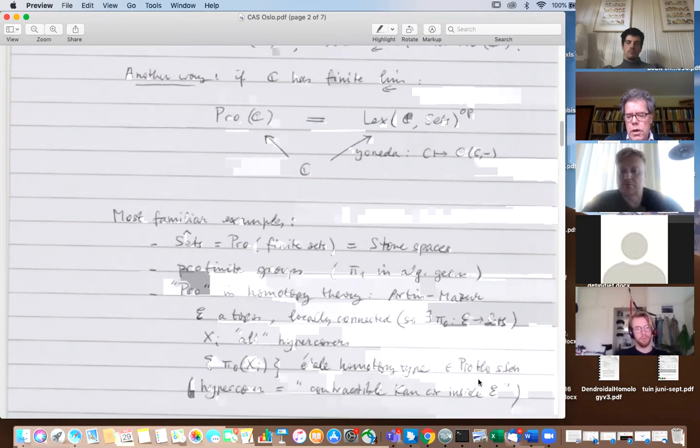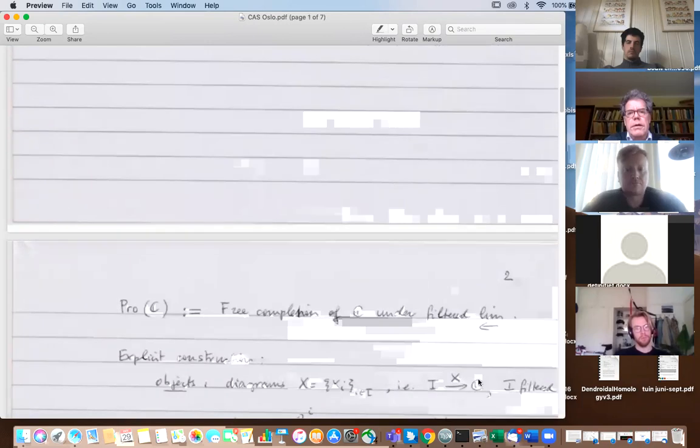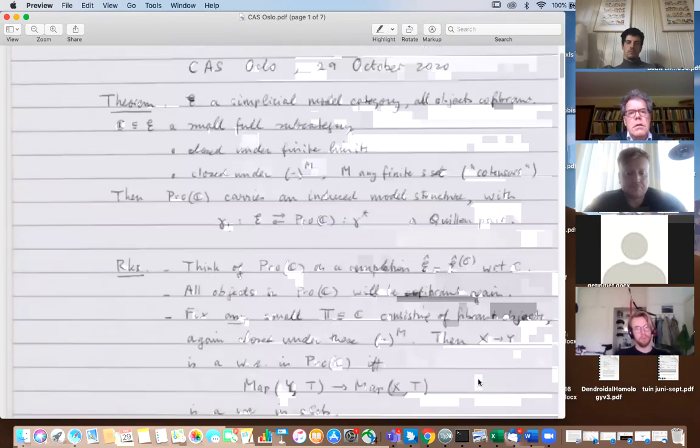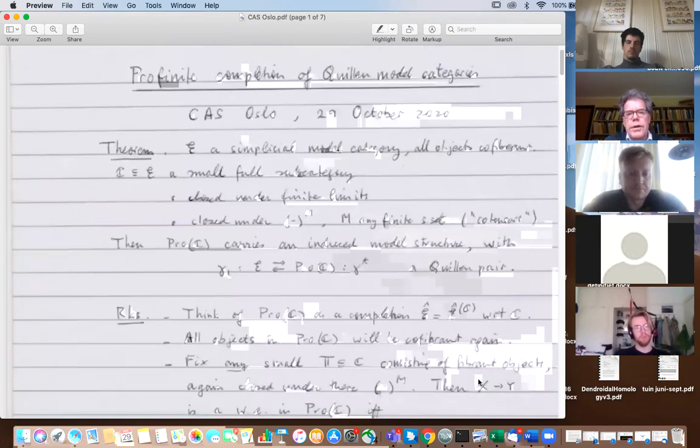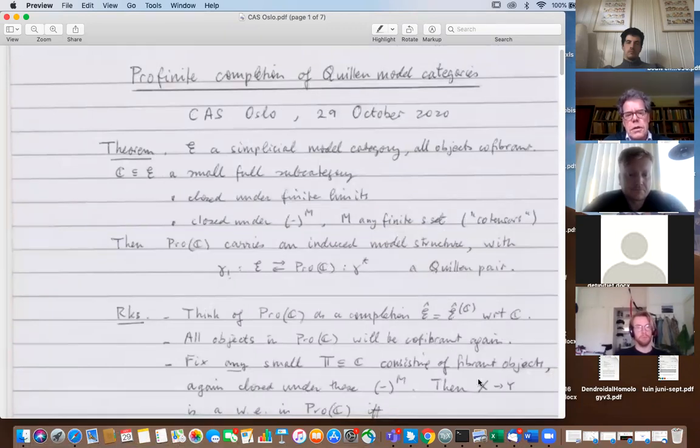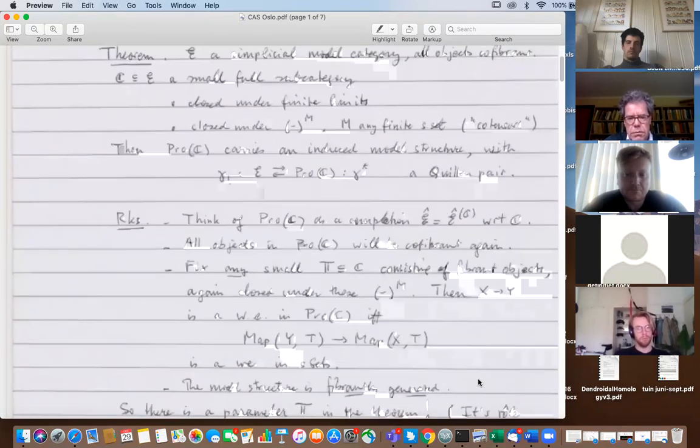Okay, so now I will go back to the theorem. Maybe let's start it again for a minute. So I have a simplicial model category. I have a small category C, of which I take the pro completion, and I produce a model structure on it by providing you with a subcategory of C, which I'm thinking of as the test objects to test the weak equivalences. That's that line here. Okay. So now let's go to the examples.